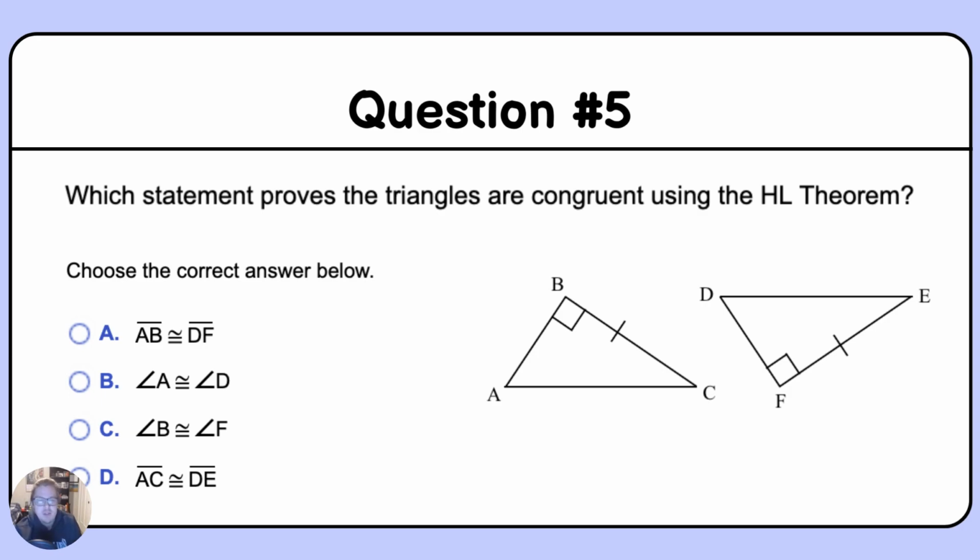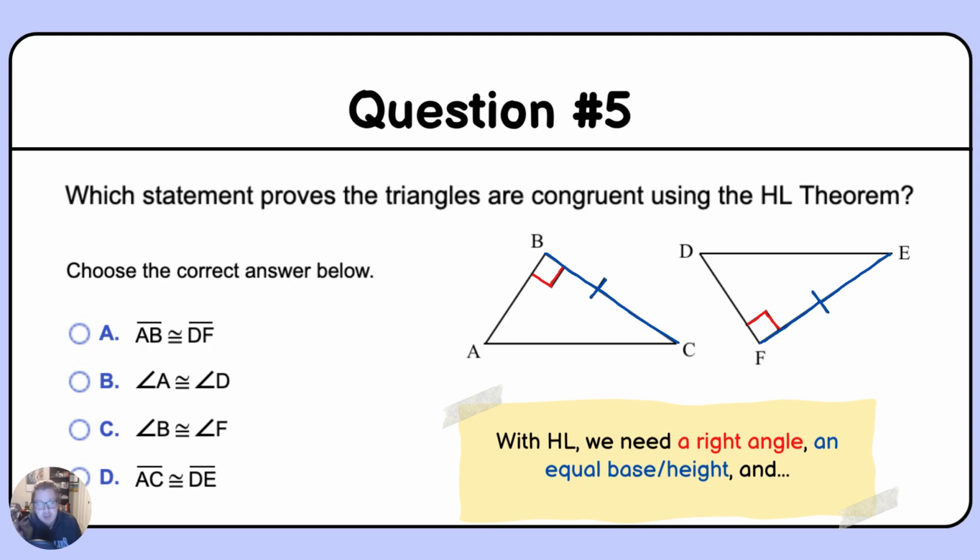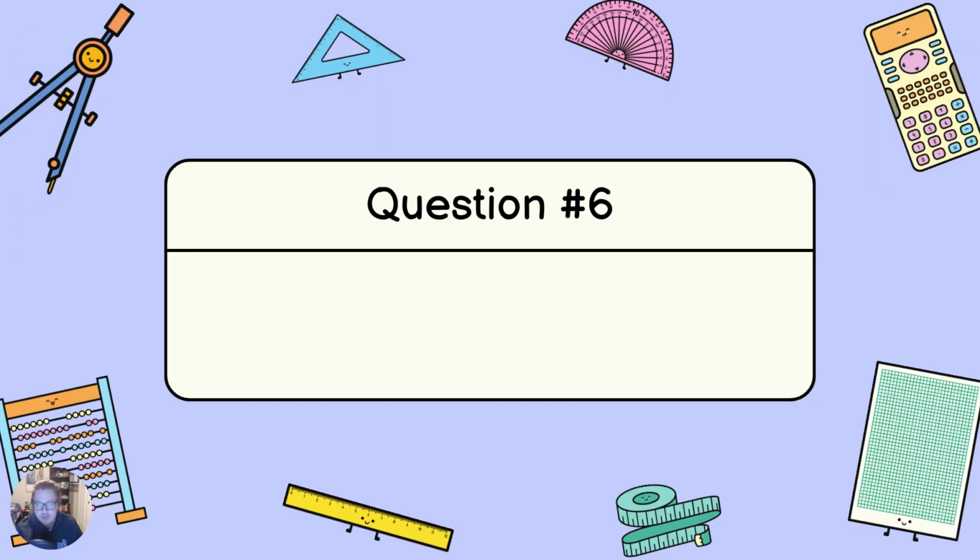Okay, so we want to prove these two triangles are equal using the HL theorem. Well, let's take a look. It gives us the right angle. It gives us the equal base or height, in this case the height. And the last thing that we need is an equal hypotenuse leg. Okay, that hypotenuse leg is the long side. All right, AC and DE. If we have those two things, we have everything that we need for the HL theorem. Again, you're going to have like 4 or 5 questions exactly like these last ones that I just went over.